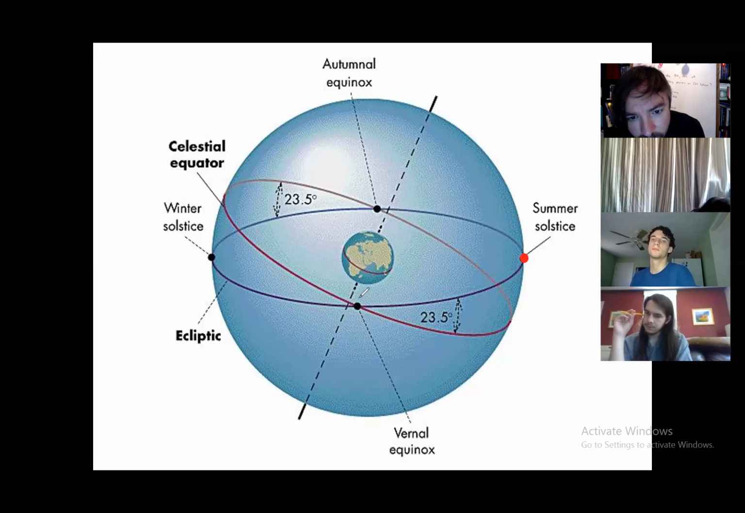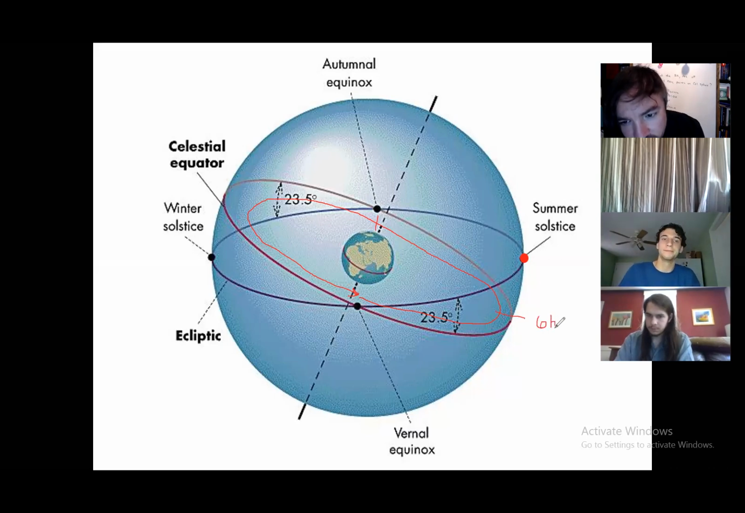Well, the solstices and the equinoxes are separated by quarters, and how many hours is it around the entire sky? 24. So half would be 12, and a quarter would be 6. Nice. You're good. How about the declination?